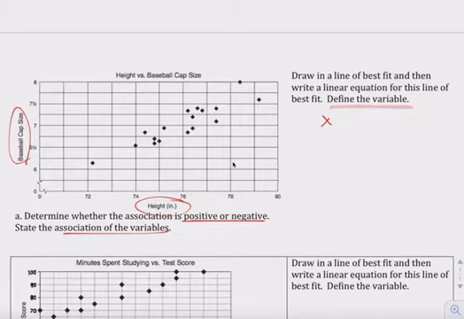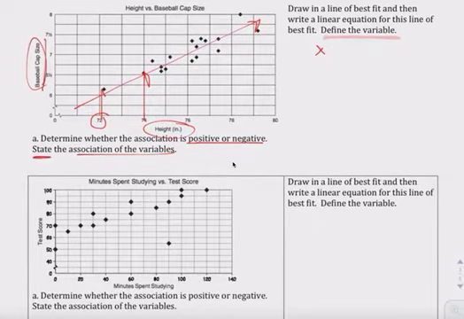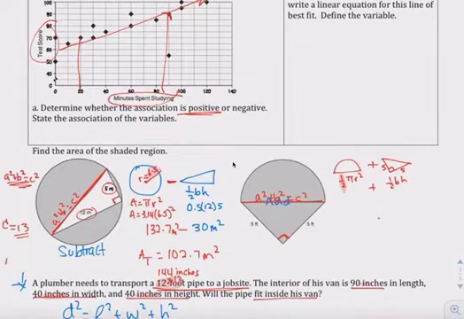That's what it is. This is going up. It's a positive association, which means that as height goes up, the cap size goes up. That's a positive association, stating it. State the association of the variable. Same thing here. It's increasing. As minutes spent studying goes up, the higher the test scores. It's positive. And you draw the line. You know how to do these.